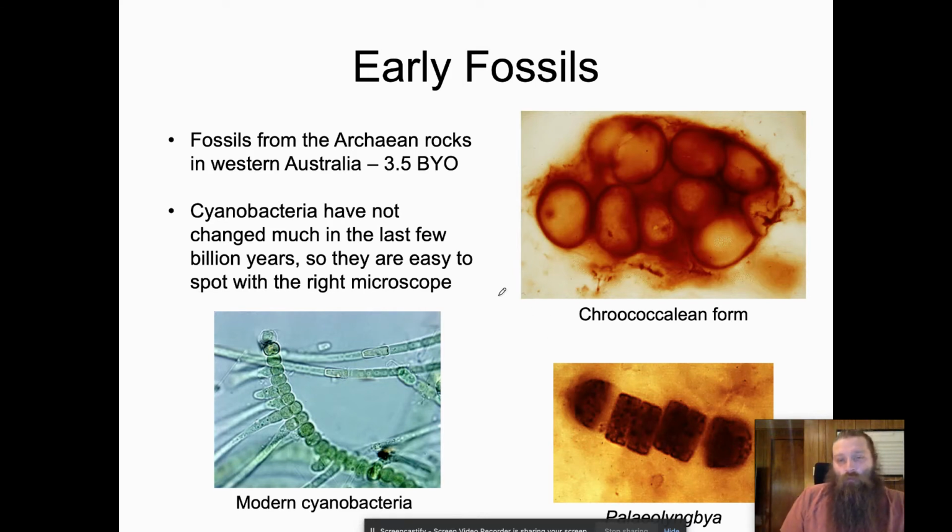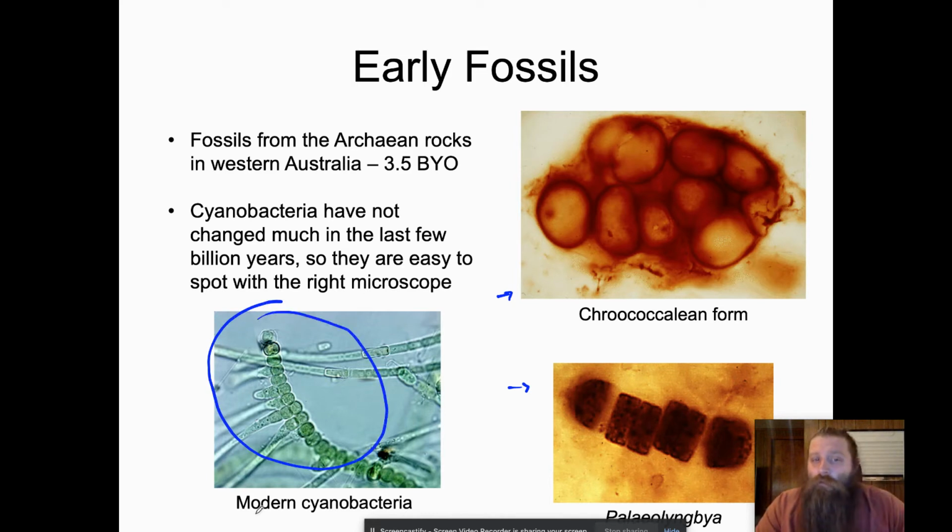These two here on the right, these are fossils, okay? And they come from Western Australia. They're about 3.5 billion years old. And they are cyanobacteria. And cyanobacteria have been really successful. We find them in pretty much all layers of the fossil record. This is a modern cyanobacteria right here. They haven't really changed much. They're effective. You can see them under a microscope. So we find those fossils all the way back in 3.5 billion year old rocks.